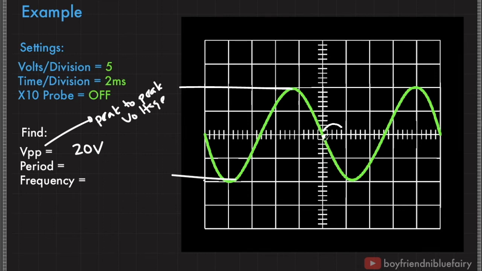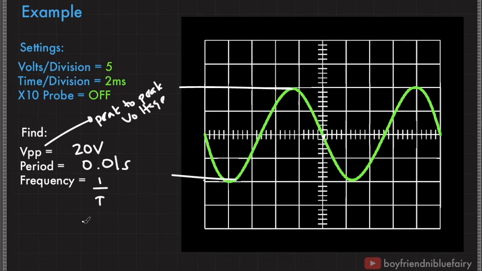So here I have 1, 2, 3, 4, 5. So the length of this path is 5. So I'll just multiply it with 2 milliseconds to get the period, because 1 period is the time it takes for a wave to complete one wave cycle. So 5 times 2 milliseconds, I'll end up with 0.01 second.